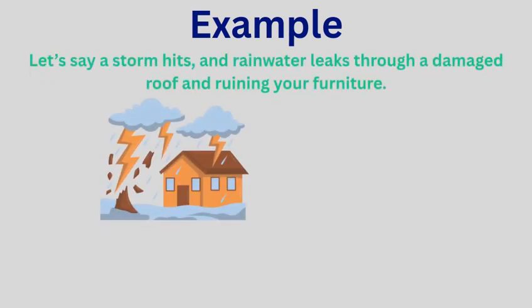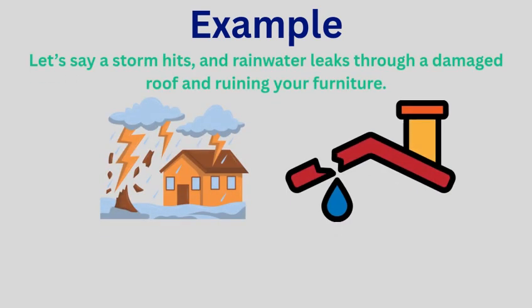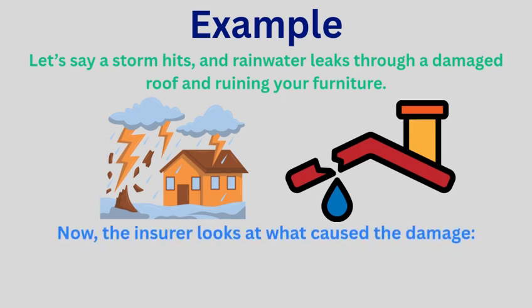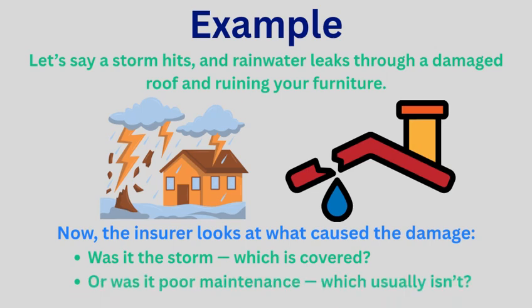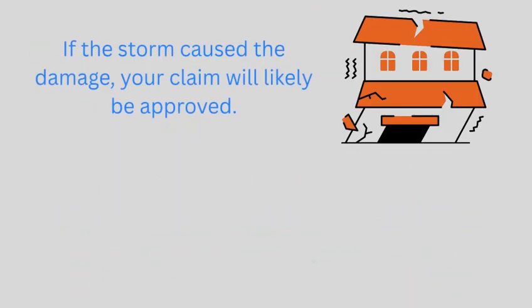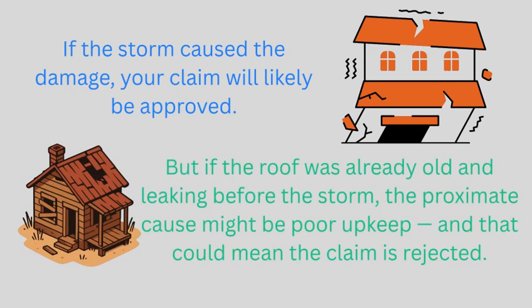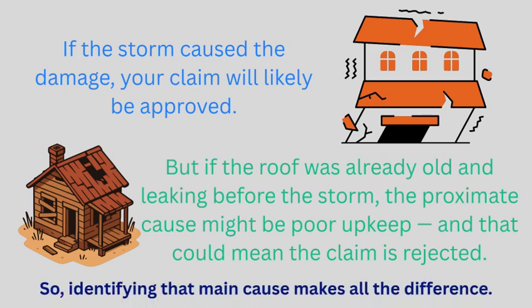Let's look at an example. Let's say a storm hits and rainwater leaks through a damaged roof, ruining your furniture. Now, the insurer looks at what caused the damage. Was it the storm, which is covered, or was it poor maintenance, which actually isn't? If the storm caused the damage, your claim will likely be approved. But if the roof was already old and leaking before the storm, the proximate cause might be poor upkeep, and that could mean the claim is rejected. So, identifying that main cause makes all the difference.